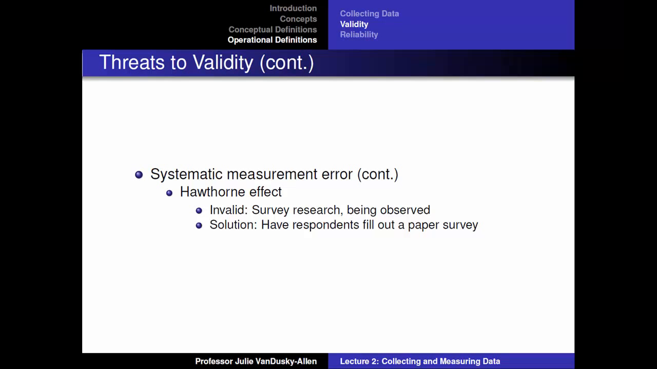African American survey respondents are more likely to say that they face discrimination when an African American survey researcher asks them questions about discrimination versus when a white researcher asks them questions about discrimination. Hence, the survey questions are not only capturing African American attitudes on discrimination, the intended characteristic, they are also capturing social pressure, an unintended characteristic. The solution to this is to have survey respondents fill out a paper survey that is confidential so they don't feel pressure to answer a certain way based on the characteristics of the survey researcher.